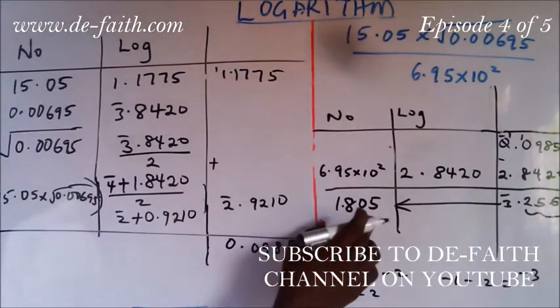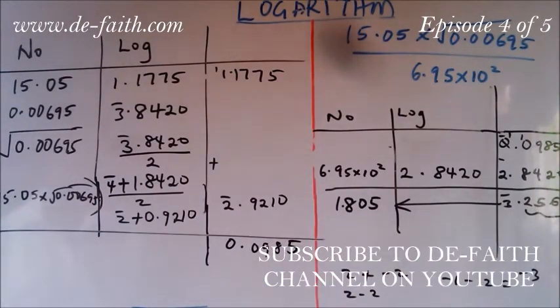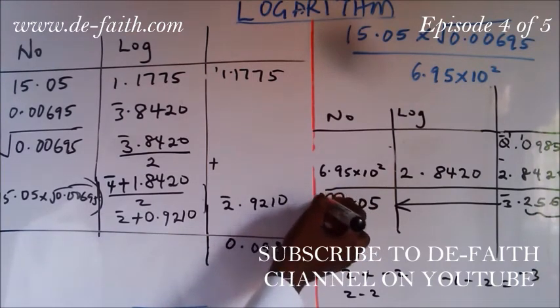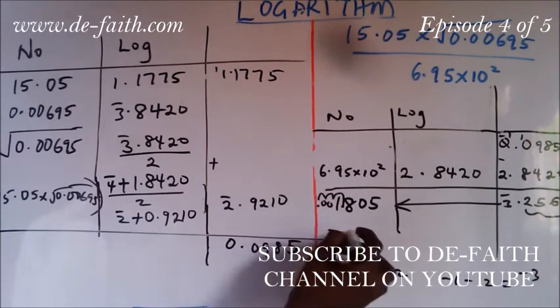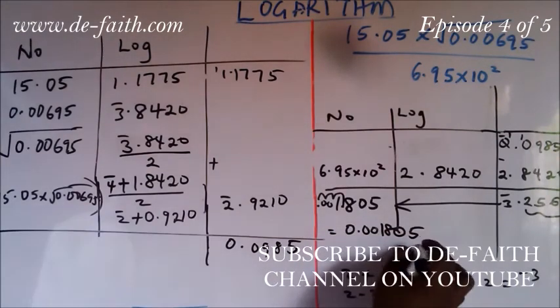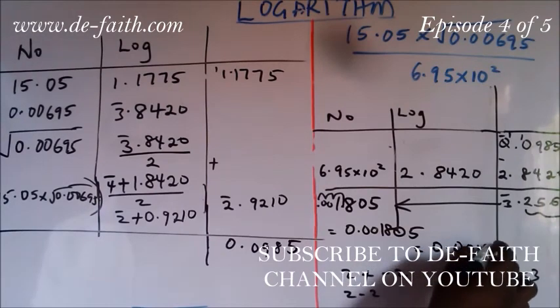That will be 1.805. Now that we have bar 3 as a characteristic, when it comes to the normal, the bar 3 will move the decimal 3 places to the back. So we have it 1, 2, 3, and so the decimal will come here. So we have 0, 0. So the answer here will be 0.001805. To 3 significant figures, the answer will be 0.00181.